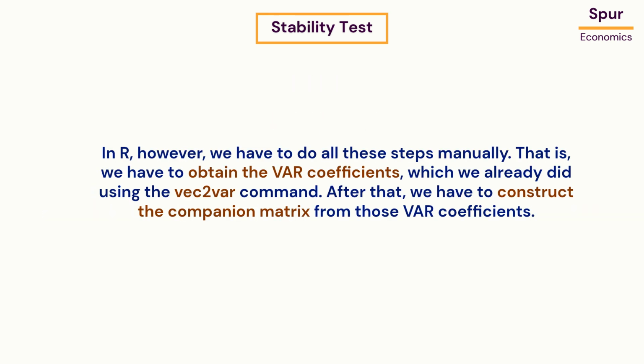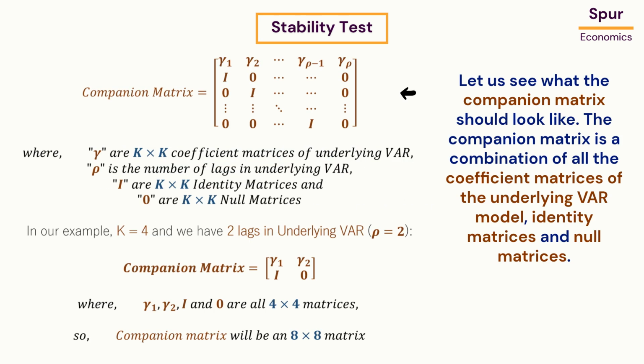In R, however, we have to do all these steps manually. That is, we have to obtain the VAR coefficients, which we already did using the vec2var command. After that, we have to construct the companion matrix from those VAR coefficients. Let us see what the companion matrix should look like.